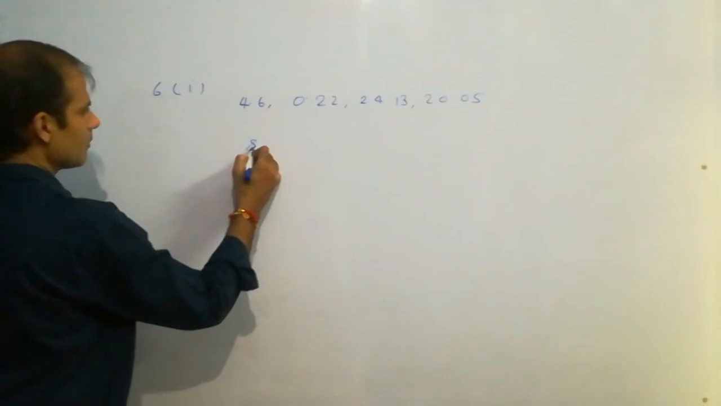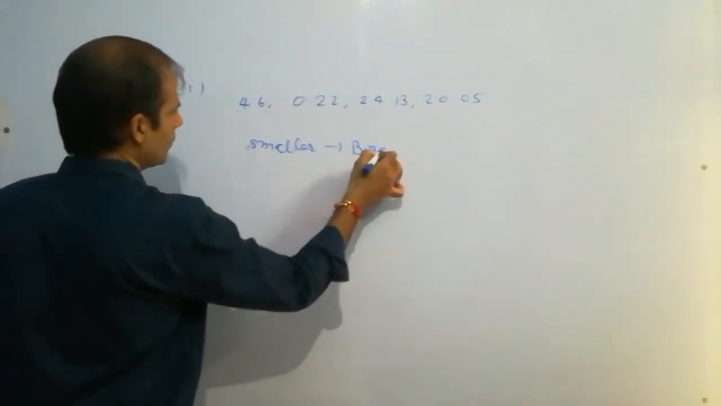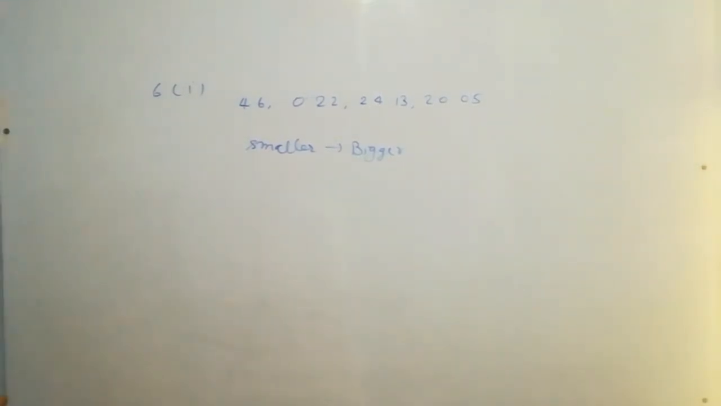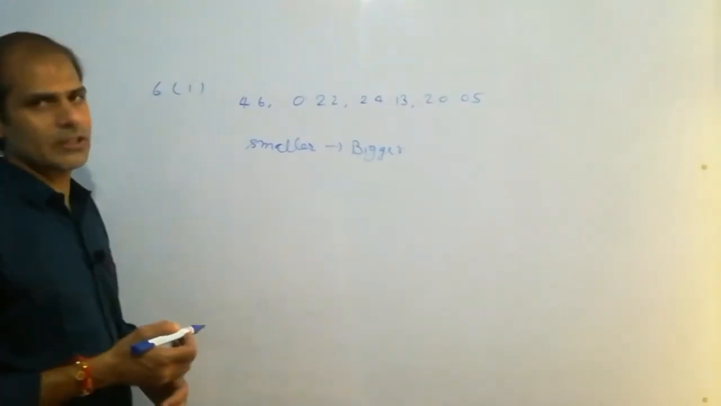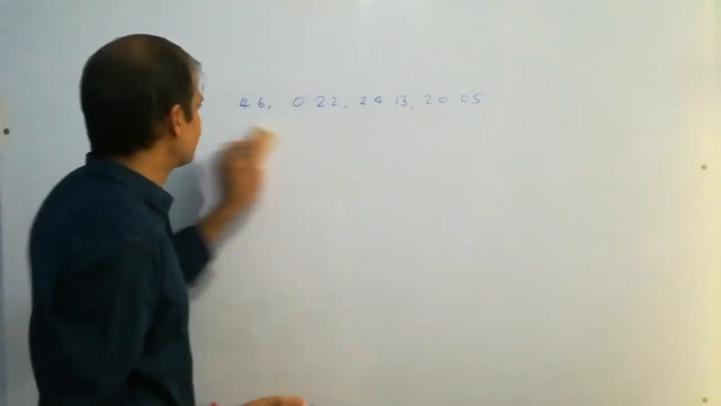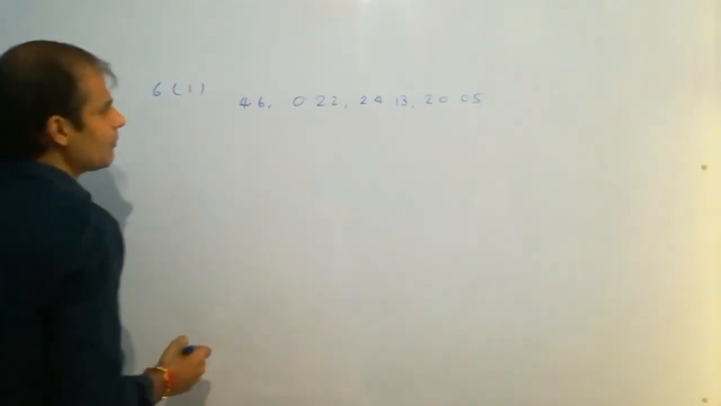Ascending means from smaller to bigger. Okay. Now how to check the numbers which is smaller or which is bigger? So no need to write this one. Now listen carefully, focus at the board.